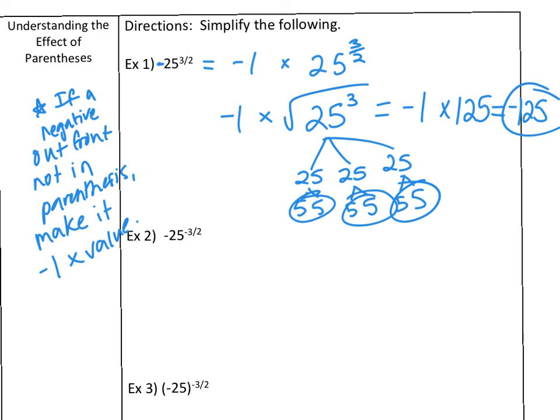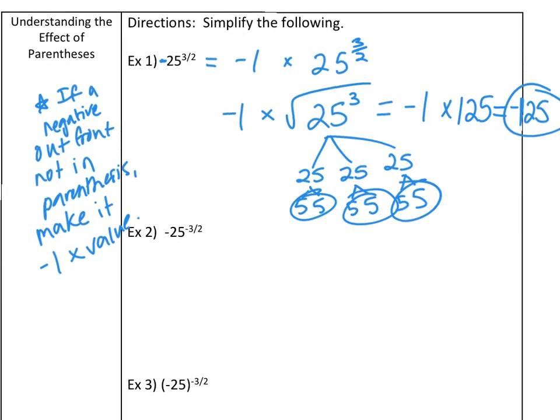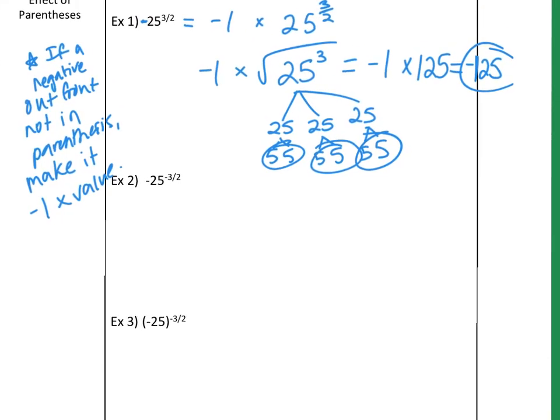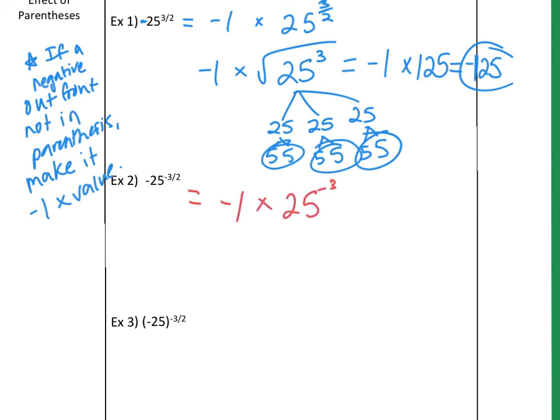Everybody with me on that? Let's say 1, 2, 5. Yep, 125. 5 times 5 times 5. -125. Okay, so now, looking at that one, we said what was different about the next one is that the exponent was negative, correct? Yes. So if I've got, again, get used to pulling out the -1 first. So I've got -1 times 25 to the -3/2.